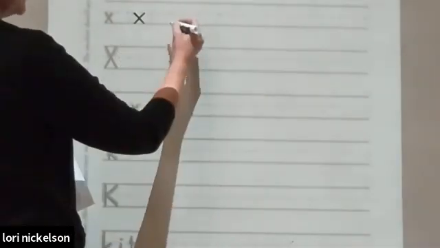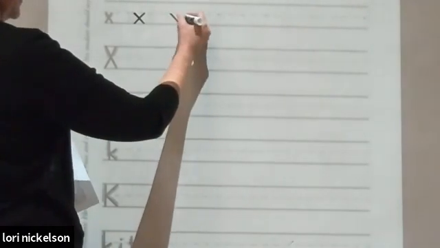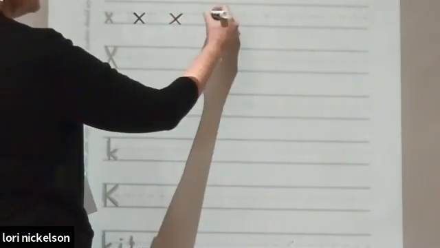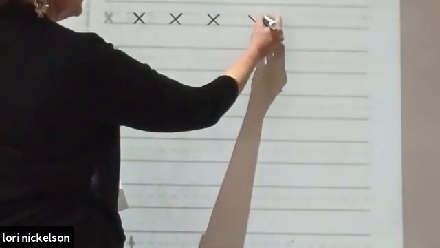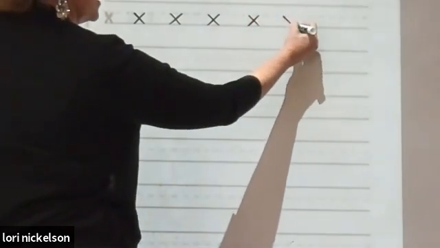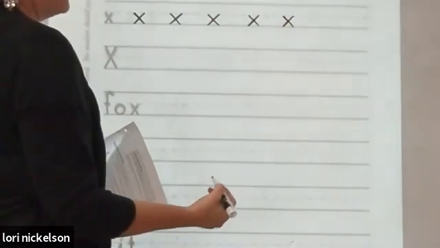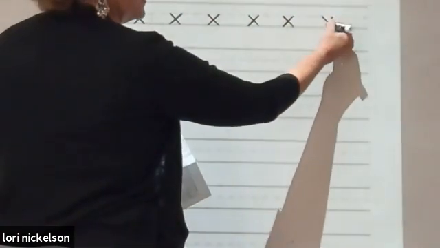The lowercase x, remember, is a diagonal right and a diagonal left. And it stays between the dotted line and the bottom line. Okay? And it's x. X makes the sound x. So diagonal left, diagonal right. Diagonal left, diagonal right.